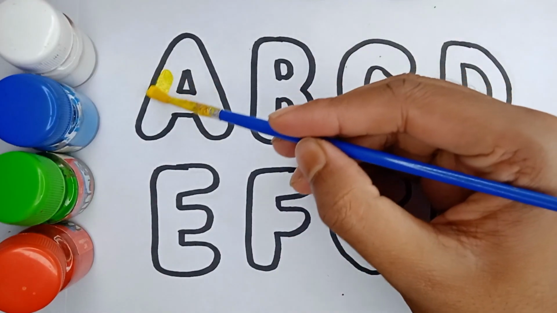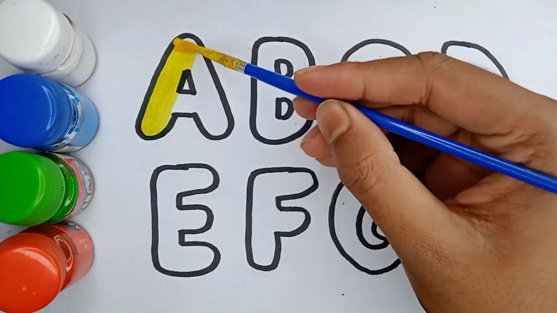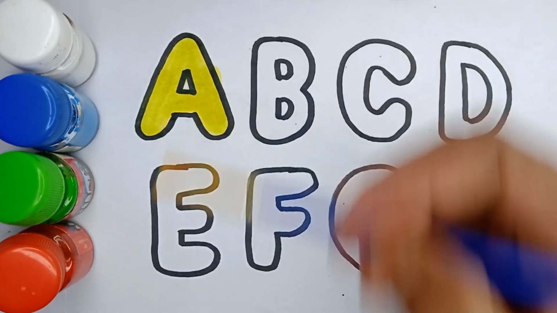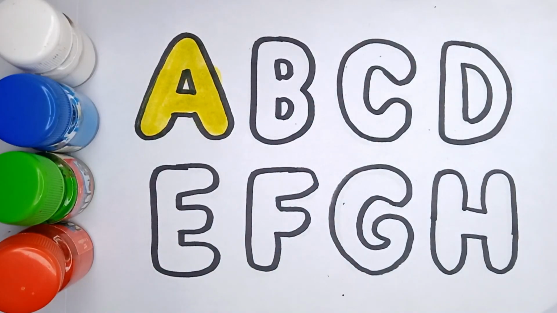So let's go. Now I am drawing letter A. A is for aeroplane. A is for apple.